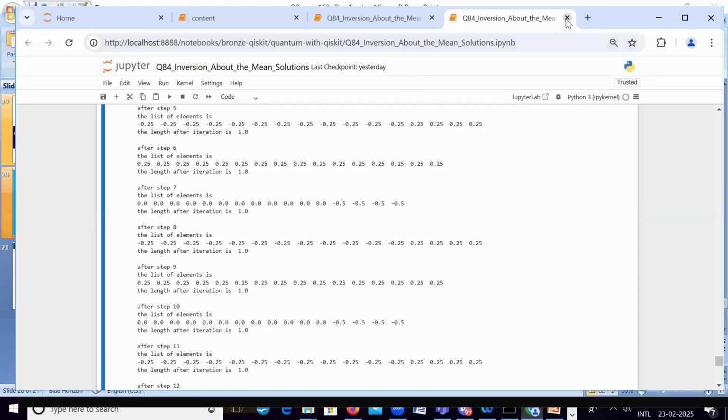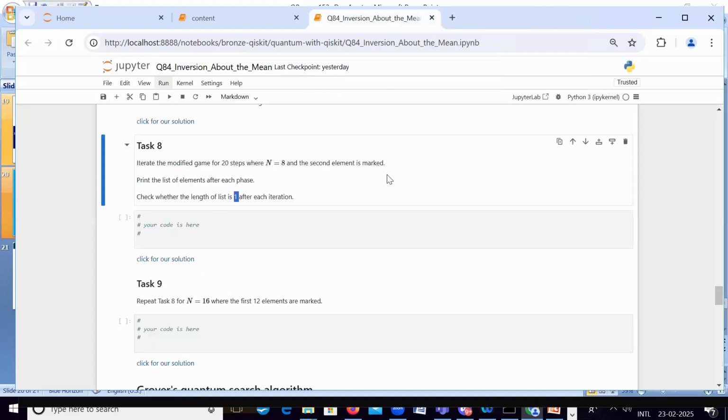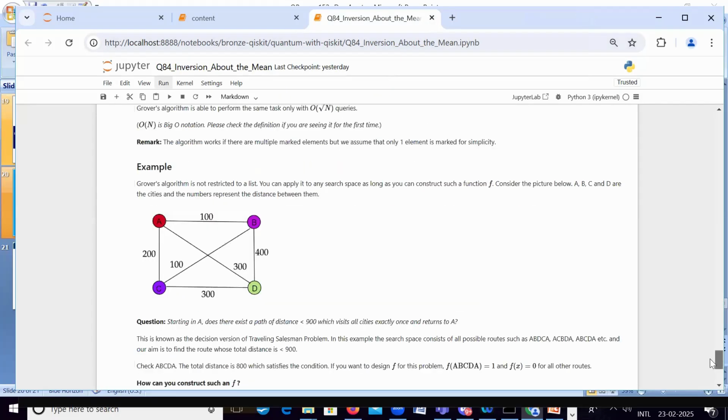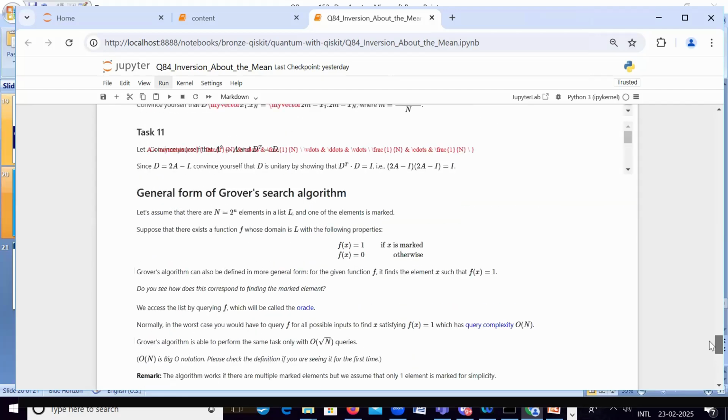So what we did is the quantum representation of the given elements. So this part is finished.